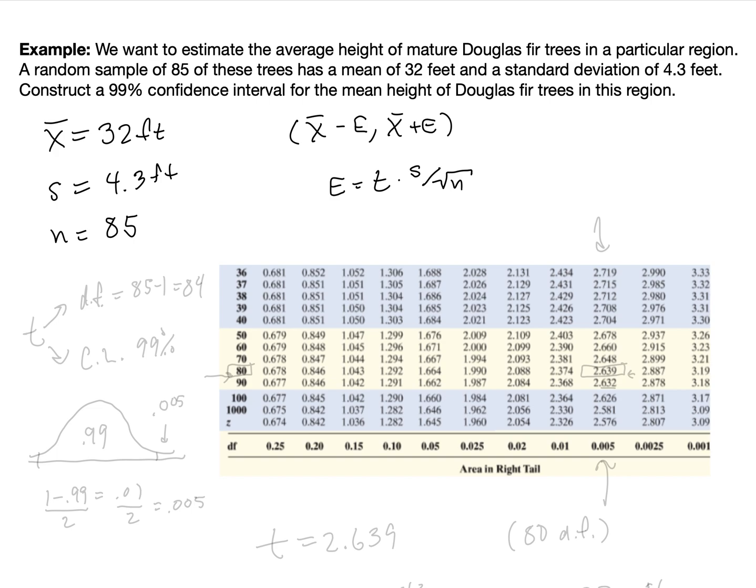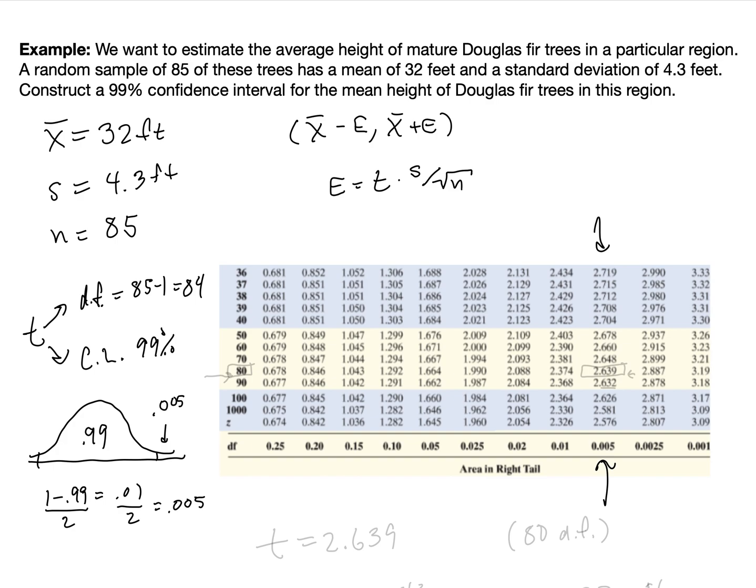t is from the t distribution, and it's based on two things. So t is based on the degrees of freedom, and that was 85 minus 1, that's 84, the sample size minus 1, and also on the confidence level of 99%. So here we've got 99% in the middle. We want to figure out how much is in a single tail. So in the two tails together, it's 1 minus 0.99 is 0.01. In a single tail, it's that divided by 2, so 0.005 is the area in one tail. And so that means that we're going to be looking at this column.